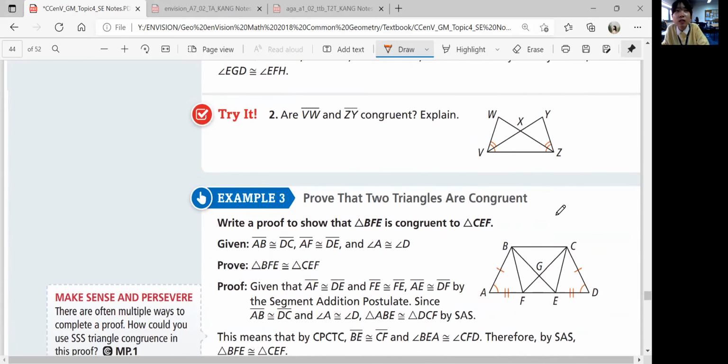Are lines VW and VY congruent? Come back when you're ready.